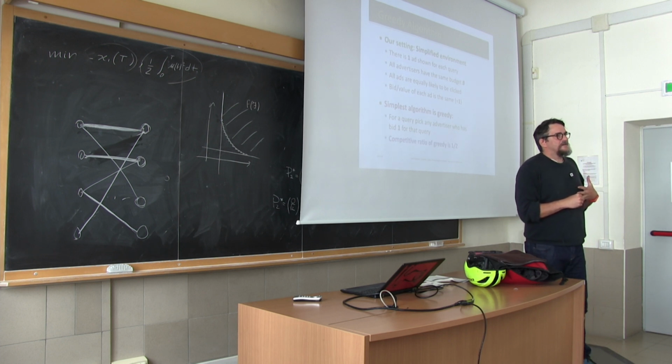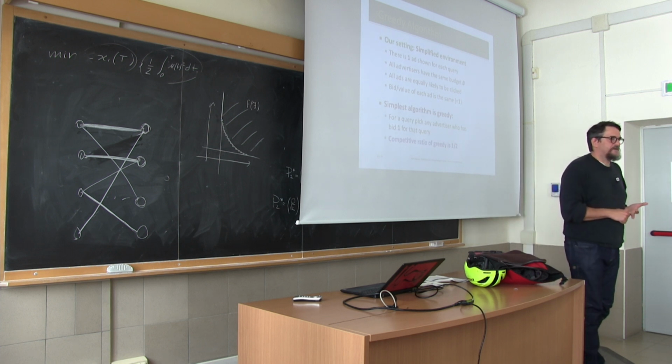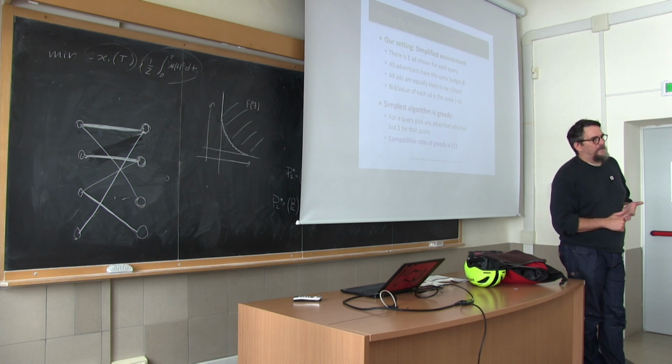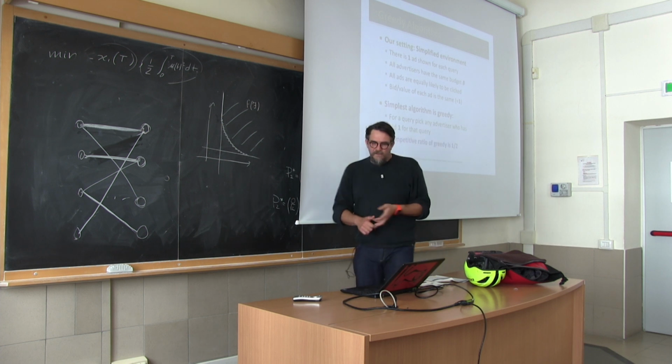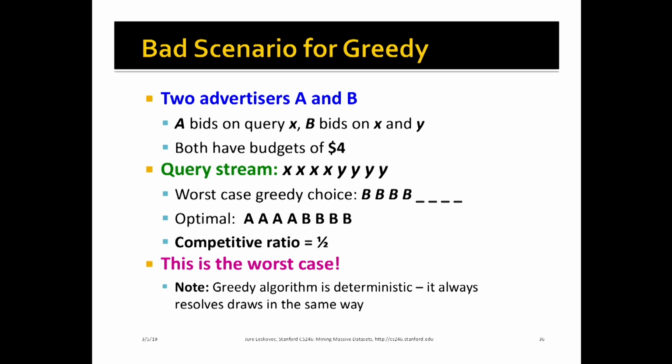So the question is whether we can do something better with a different algorithm. We know that greedy has a competitive ratio of 1/2. The question is, can we design another algorithm that will perform better, and how much better? We will go through the definition of this algorithm considering a few examples.